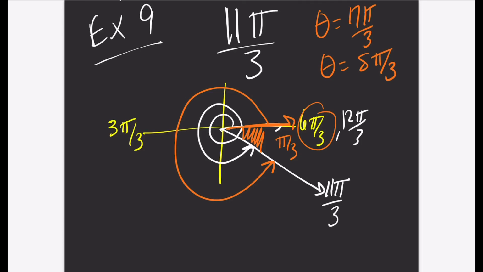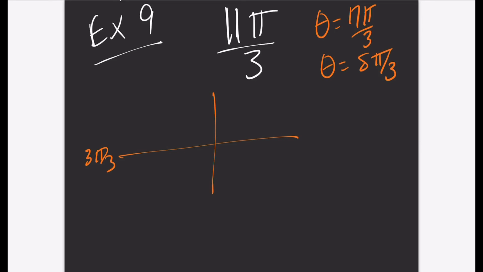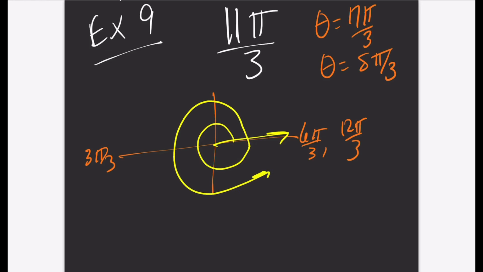Now let's find a negative coterminal angle. So this right here was 3 pi over 3. This was 6 pi over 3. 2 revolutions was 12 pi over 3. Here's our initial side. 1 revolution is 6. We have to stop right before we hit 2 revolutions. So that is 11 pi over 3.